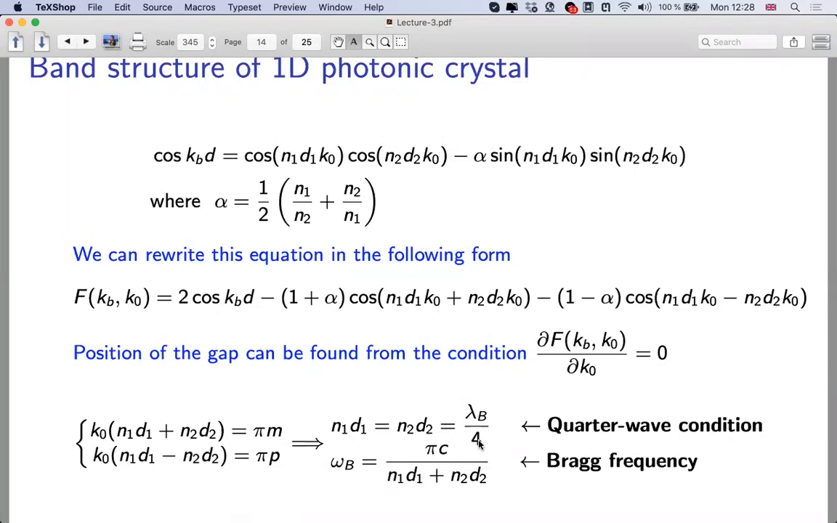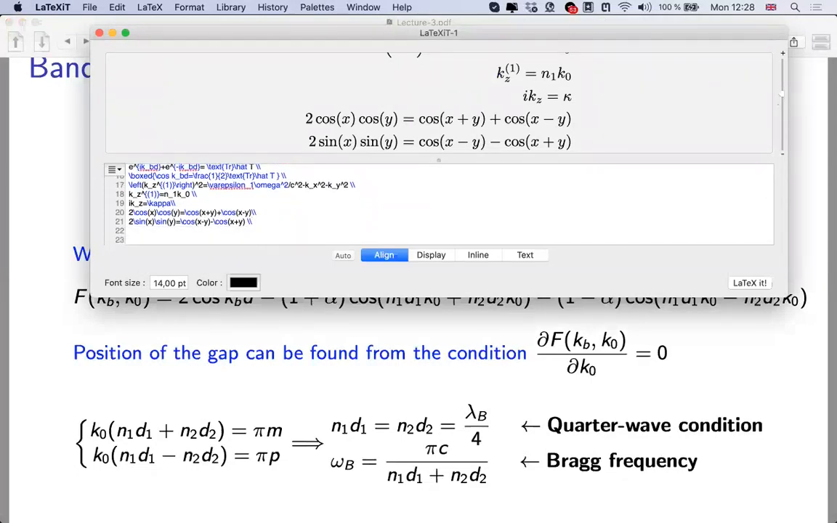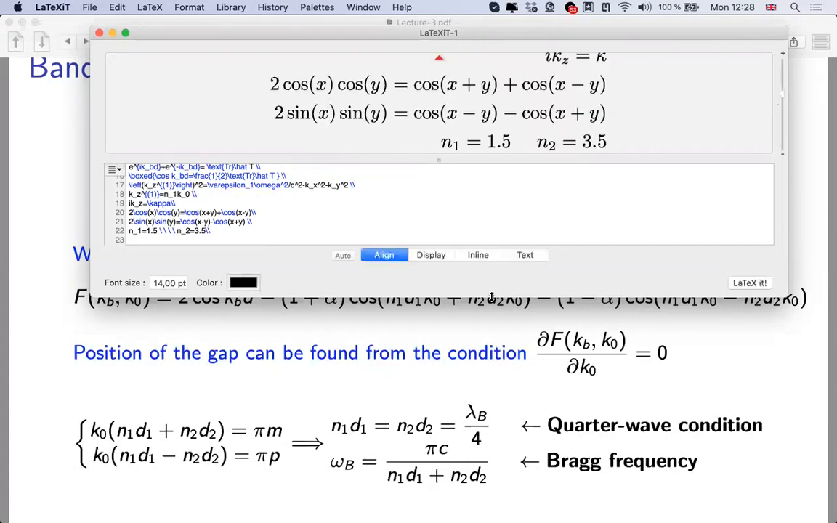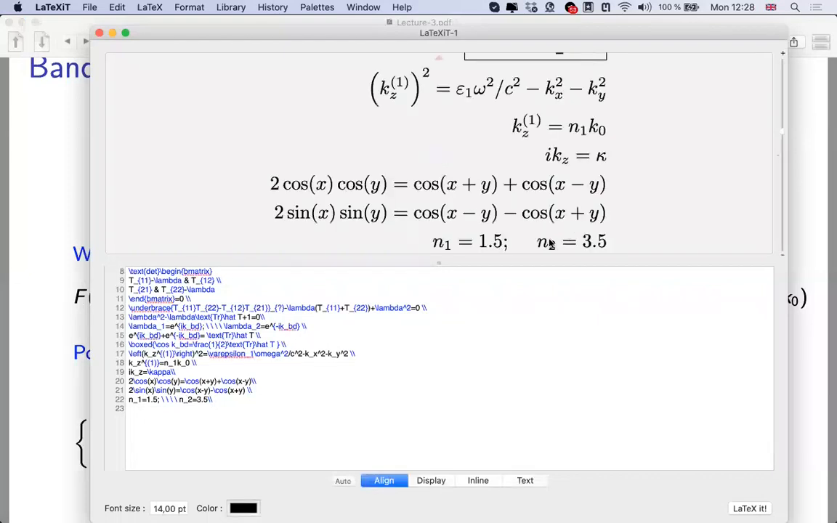So if your supervisor, for example, asked you, I need a photonic crystal, for example, you have two materials, let's say N1 equal to 1.5 and N2 equal to 3.5. Can you see my screen, guys? Yes. So you have two materials, maybe silicon and silica. This is for silica 1.5, just a glass, and for silicon 3.5. And you need, let's say, the band gap at the wavelength, I don't know, 1 micron.